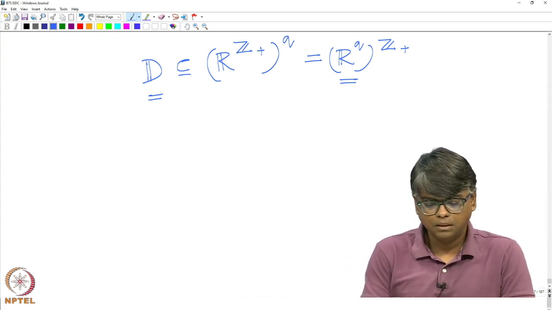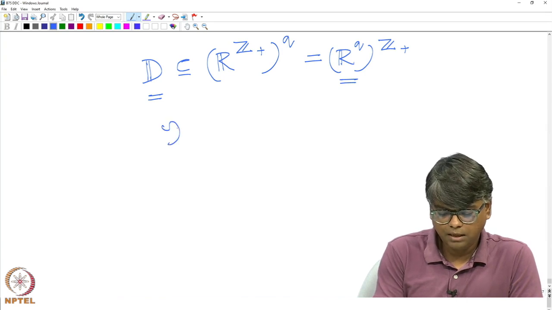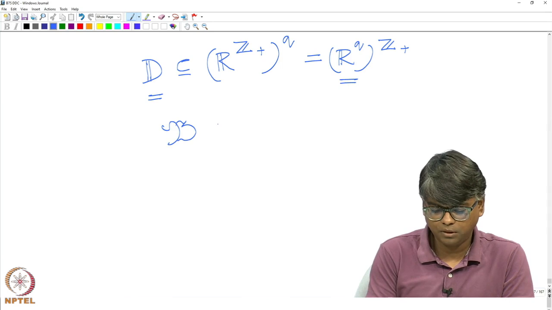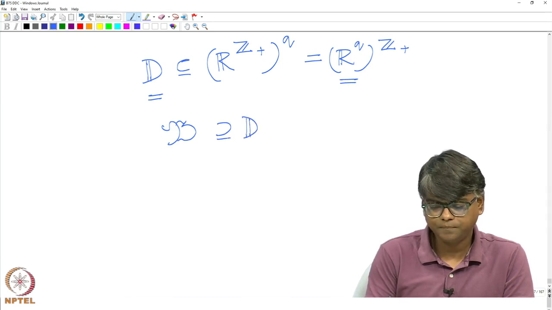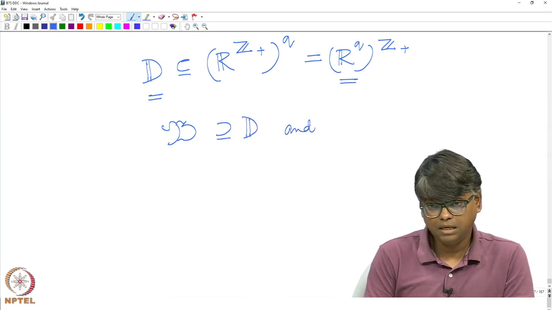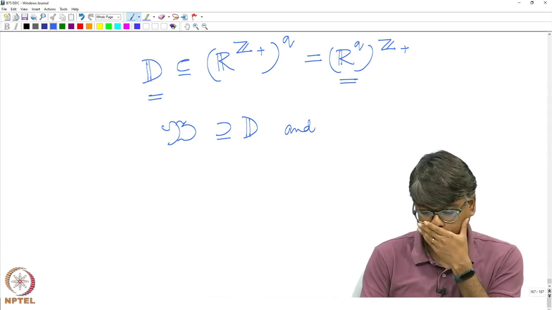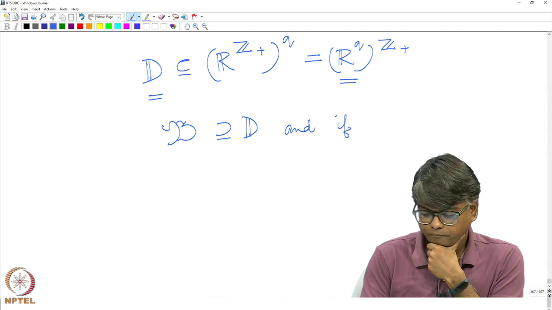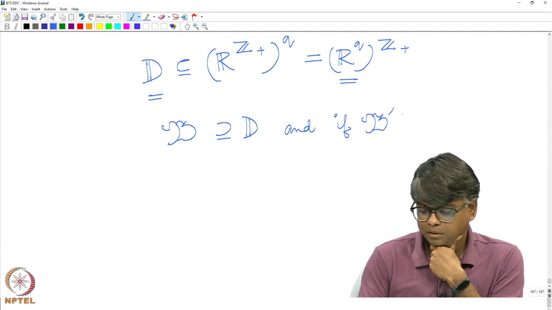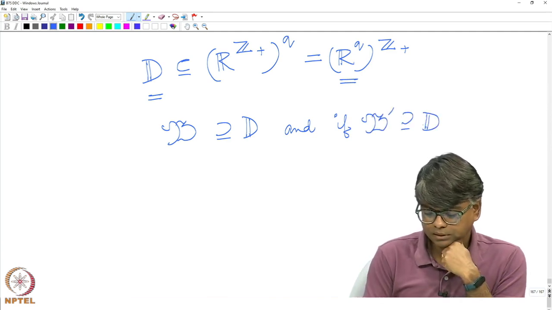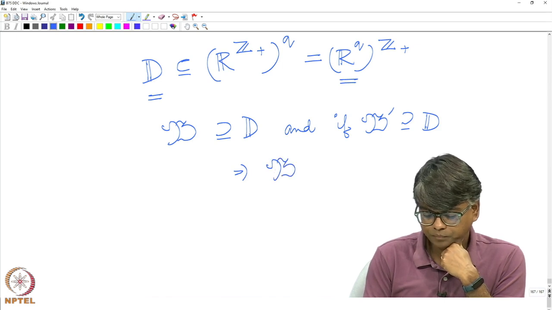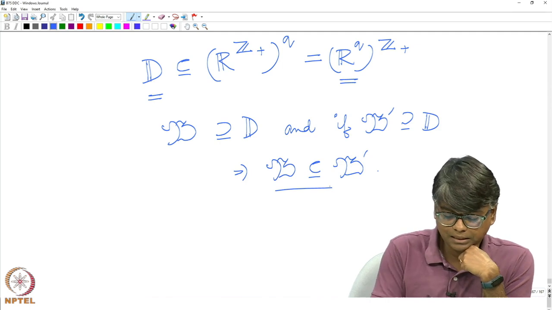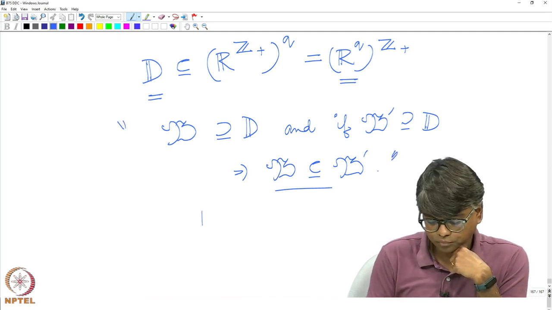Now, the question is, is it possible to find a, and that way unique, the most powerful unfalsified model. That means B contains D, and if there is any other B prime which is also unfalsified, then that should imply B is contained in B prime. The question is, can we guarantee, is it true?